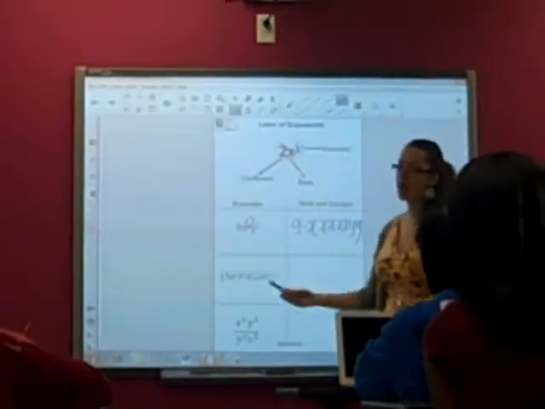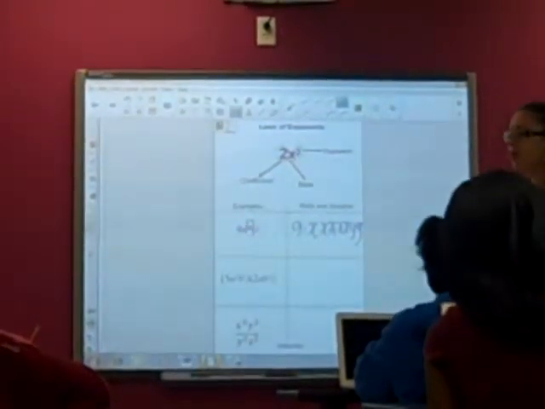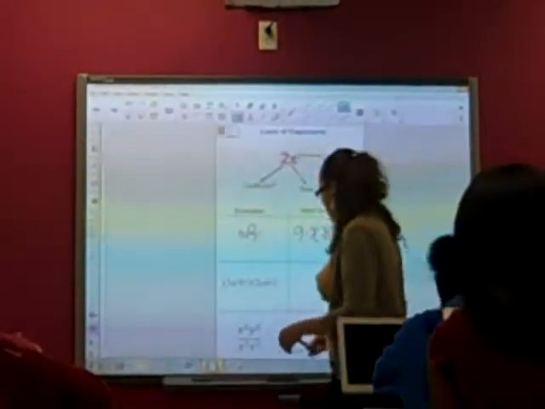How many y's we have. It's referring, right, to whatever variable or numbers in front of it. So let's look at another example.